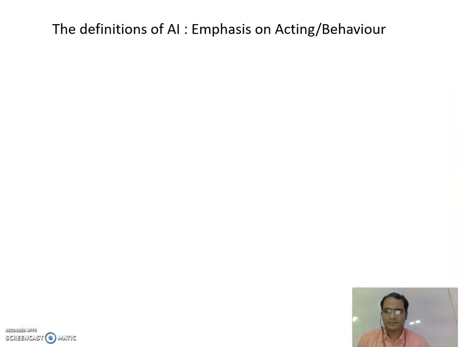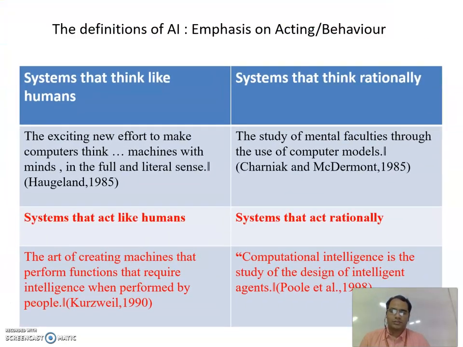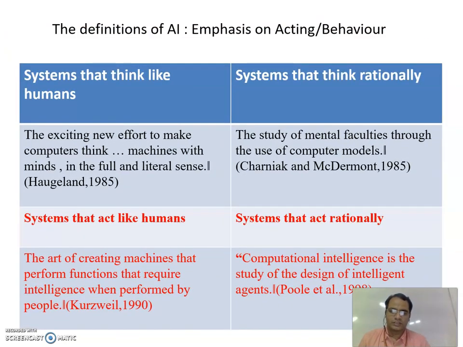When you look at the lower part, again shown in red for proper emphasis: systems that act like humans, systems that act rationally. These two definitions in the lower part insist on acting like human beings and acting rationally. So that is the behavior part. The first one was the thinking part, the other one was the behavior part.